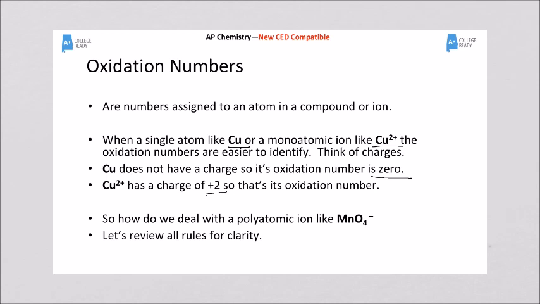Now, that is really simple, but what do we do when we have a polyatomic ion like the permanganate ion?